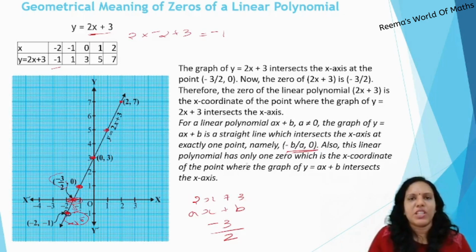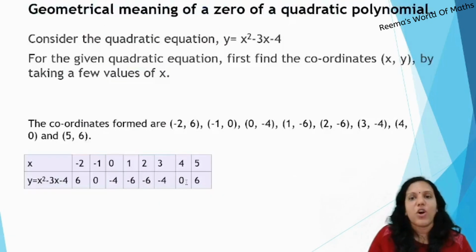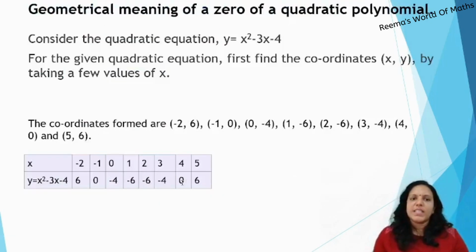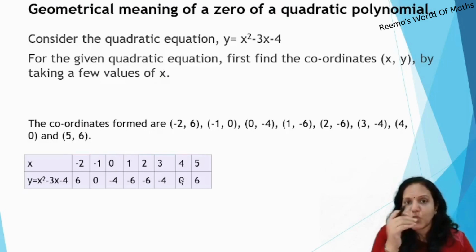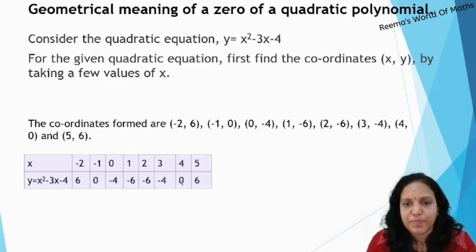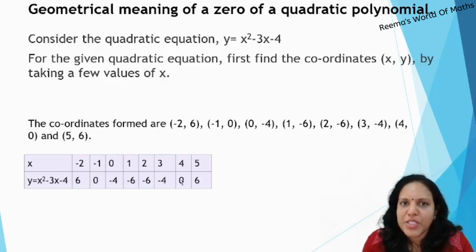Now, let's see the geometrical meaning of zeros in a quadratic polynomial. So, consider the quadratic equation y is equal to x squared minus 3x minus 4. This is a quadratic equation. We can see the highest power of x is 2. So, hence it is a quadratic equation.